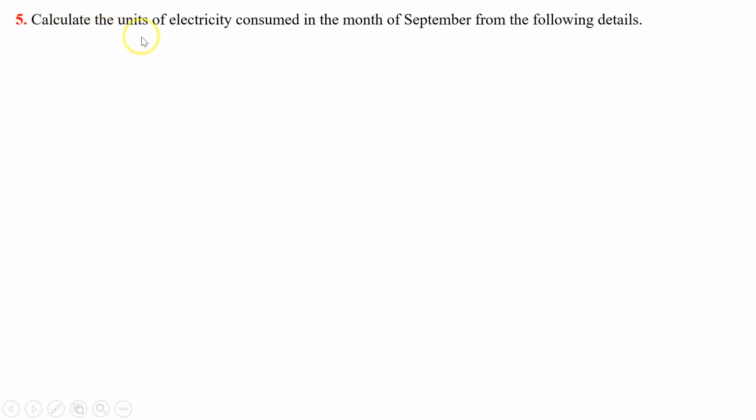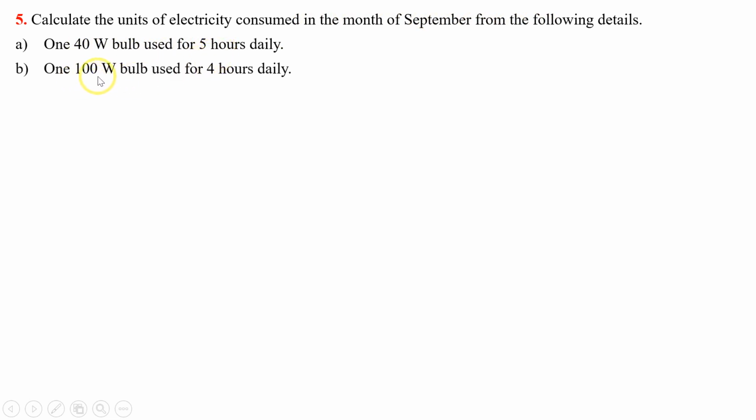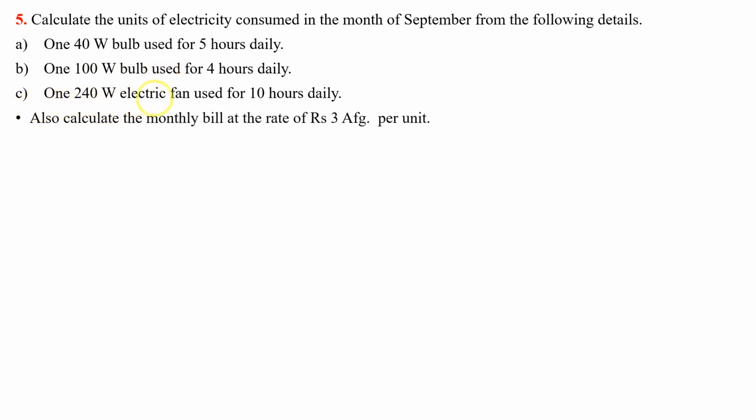Question number 5: calculate the units of electricity consumed in the month of September from the following details. A 40 watt bulb used for 5 hours daily, a 100 watt bulb used for 4 hours daily, and a 240 watt electrical fan used for 10 hours daily. Also calculate the monthly bill at the rate of 3 Afghanis per unit. So every unit costs 3 Afghanis. Let's do the calculation one by one.